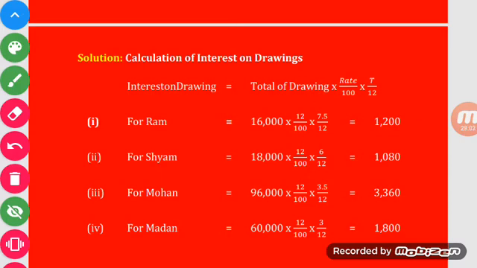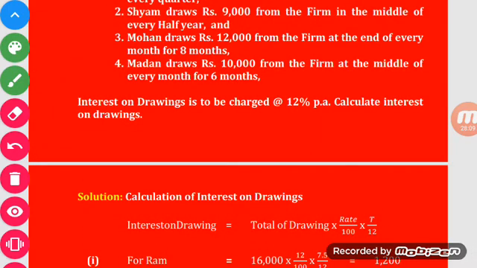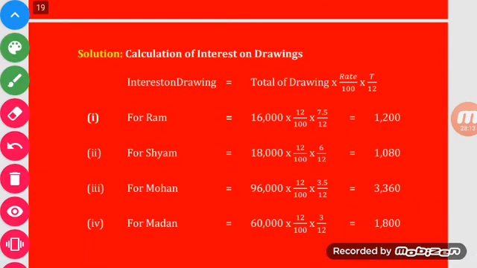Is it clear? Next, for Mr. Shyam, he withdraws 9,000 middle of half yearly. So during the year there are 2 half years. So 9,000 multiplied by 2, drawing is 18,000. 12 upon 100 is rate and average middle time is given 6 upon 12. So your interest will be 1,080.